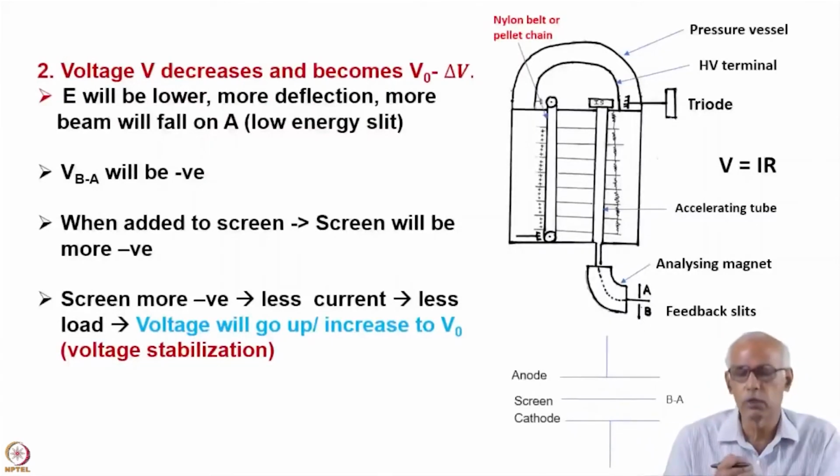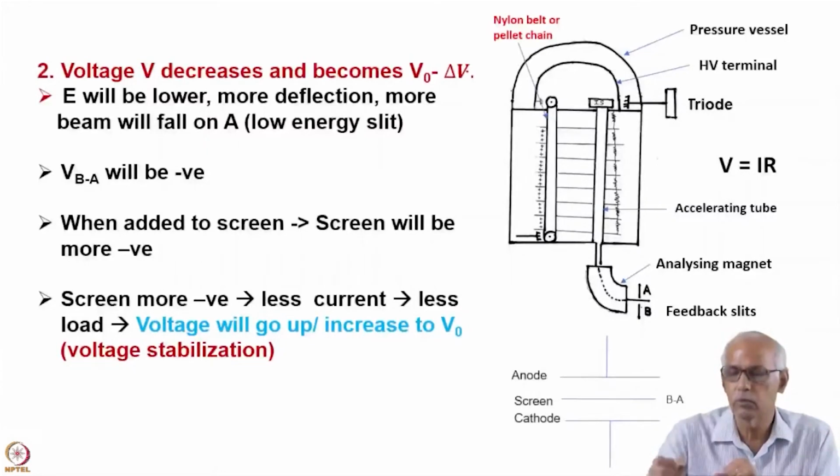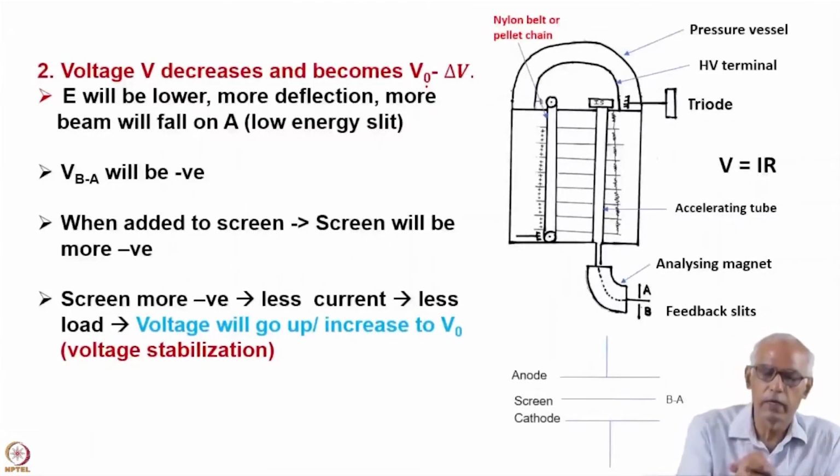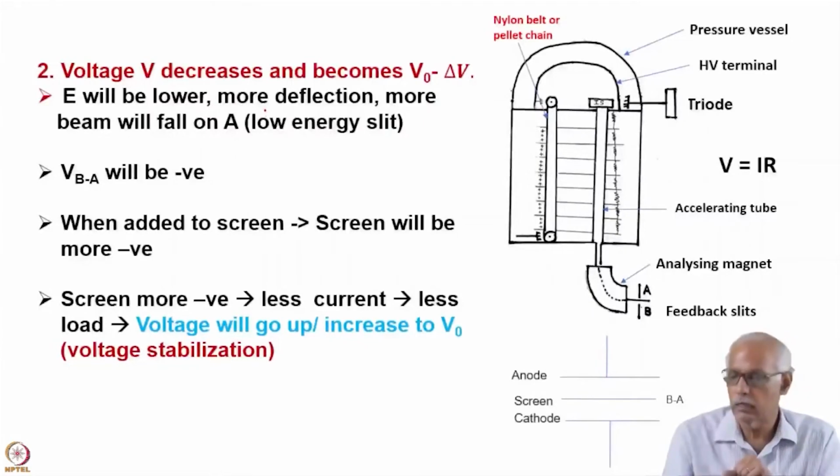Now suppose the voltage had decreased. That means it has become V naught minus delta V. What will happen? Now the voltage has decreased and therefore the energy will be lower.